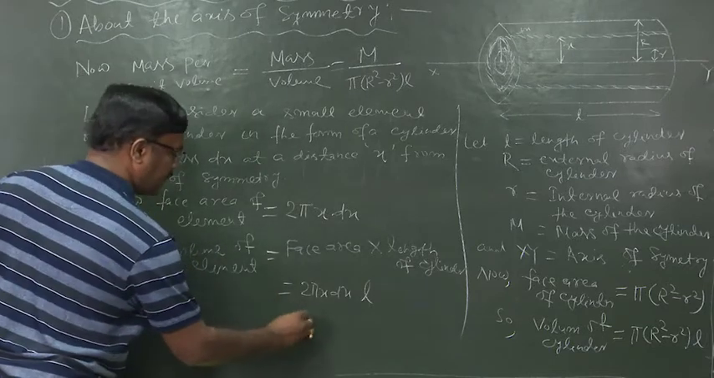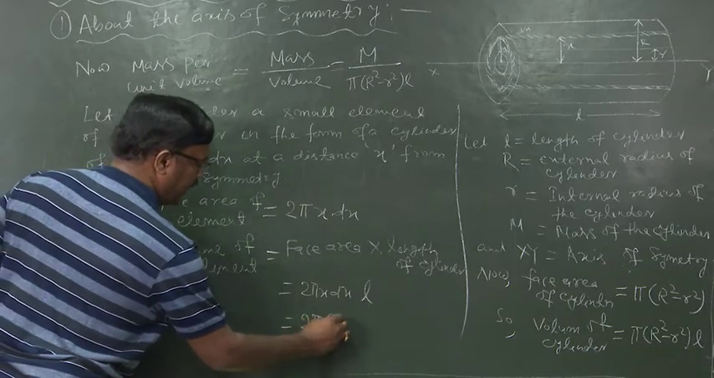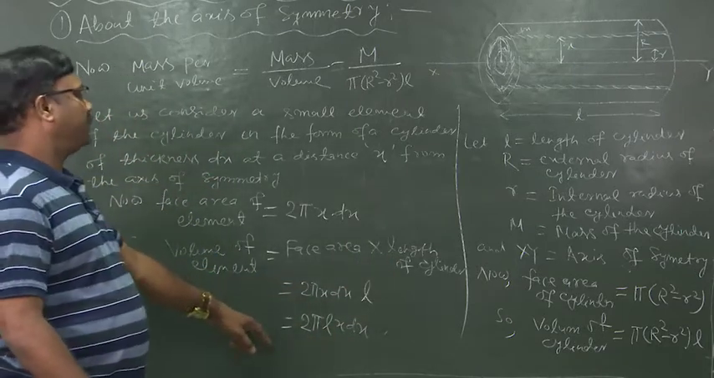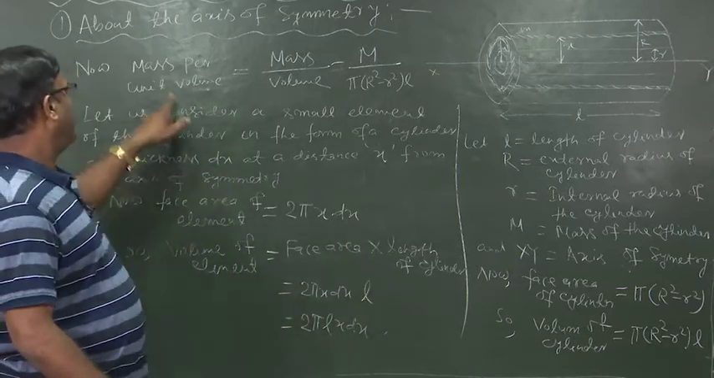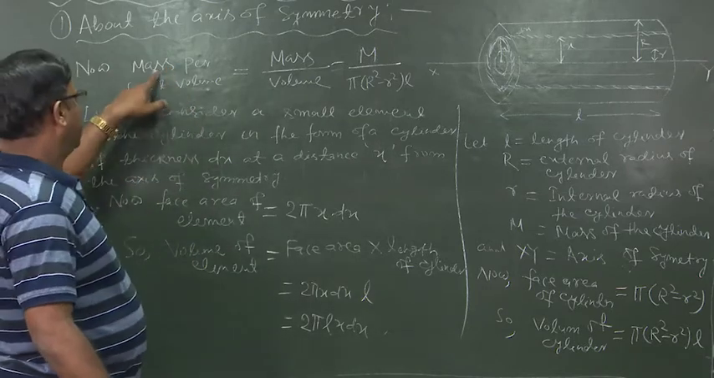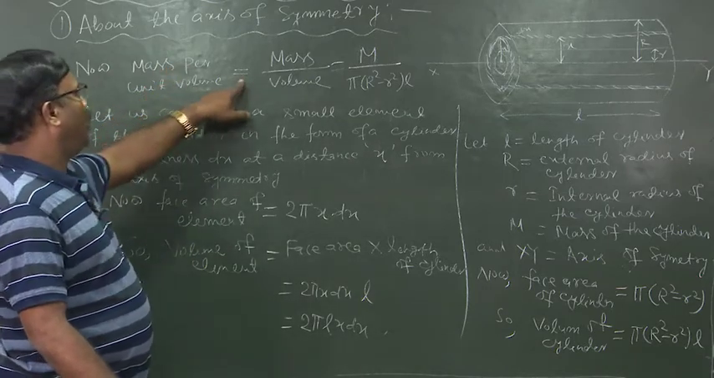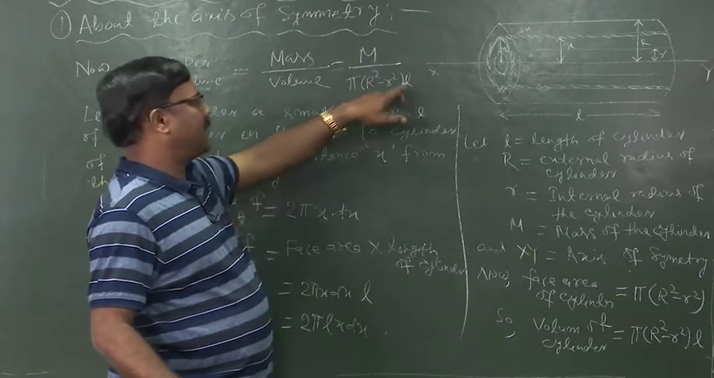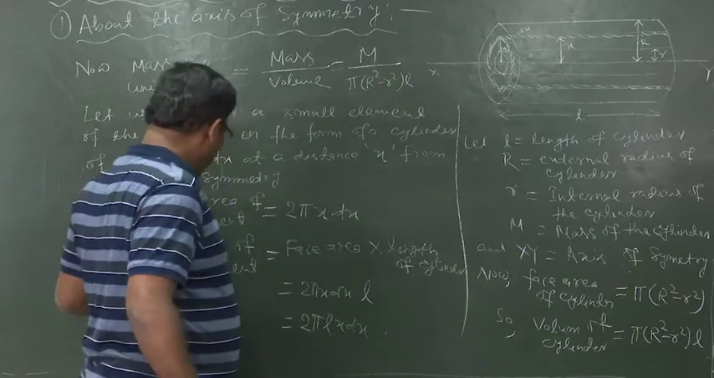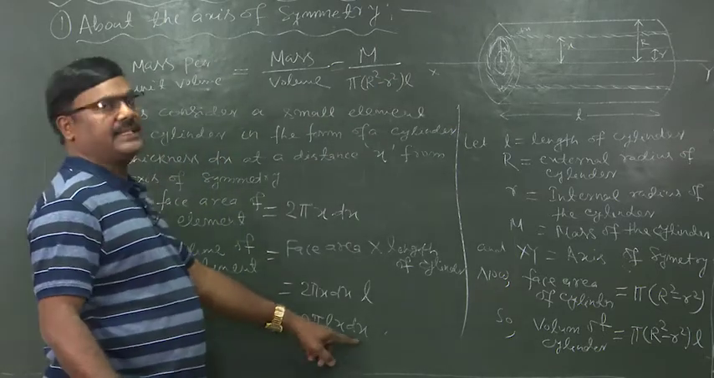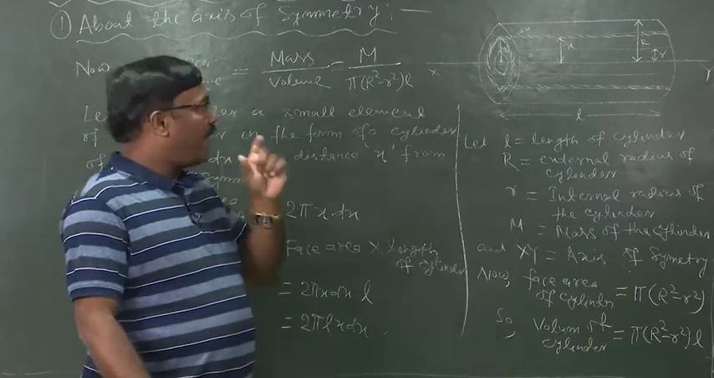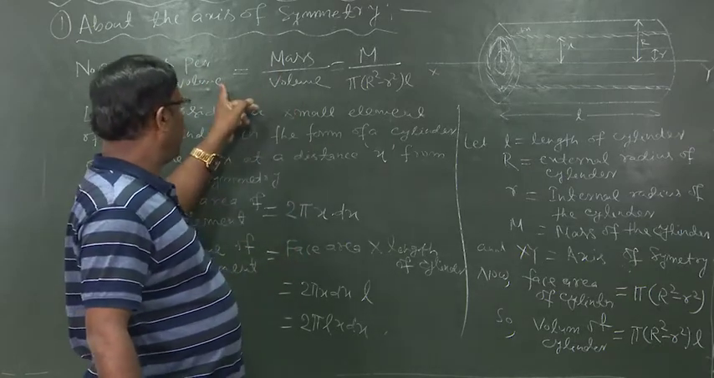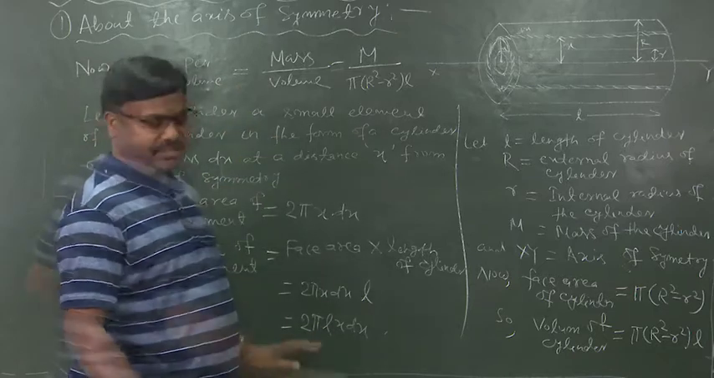Hence, it is equal to 2 pi L x dx. This is the volume of the cylinder, and we have already found that the mass per unit volume of the cylinder is M by pi (R square minus r square) into L. Now, if the volume of the element is 2 pi L x dx, then the mass of the element will be how much? Mass per unit volume into volume of the element.